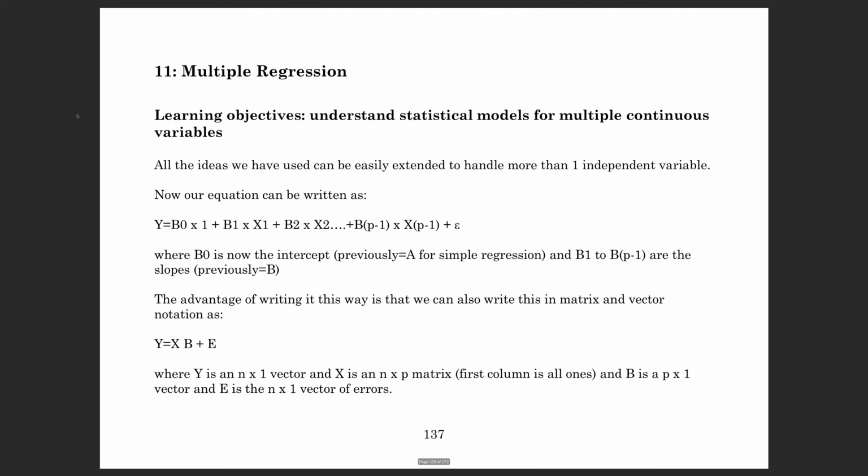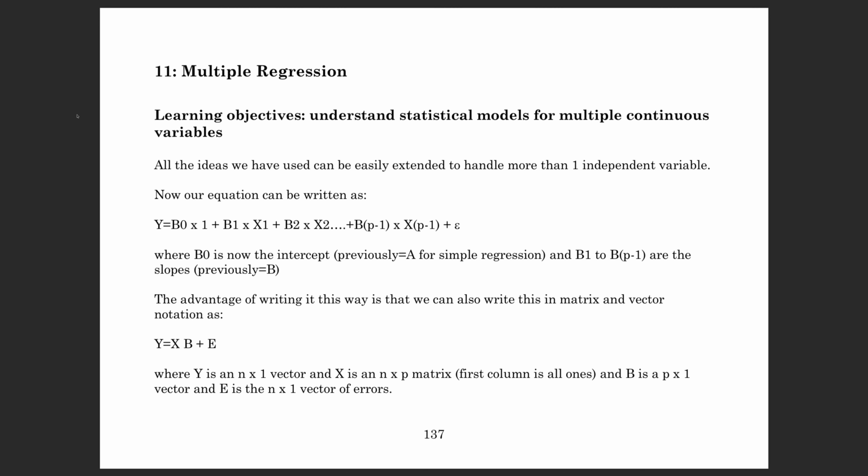Okay, so now we're moving on to a new topic, multiple regression. So the learning objective for this chapter is to understand statistical models for multiple continuous variables. So we have just dealt with simple linear regression where we have one x variable and one dependent variable y. So now we are going to extend all those ideas to handle more than one independent variable.